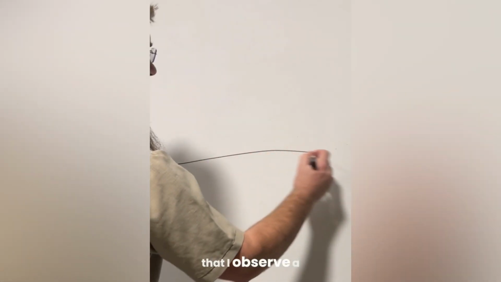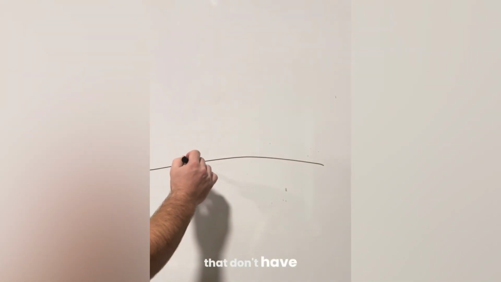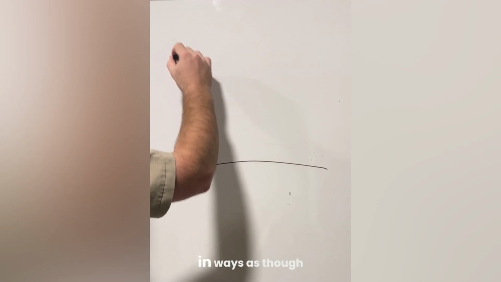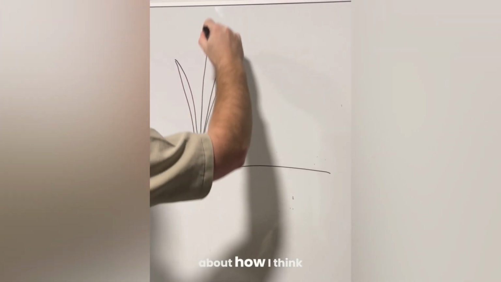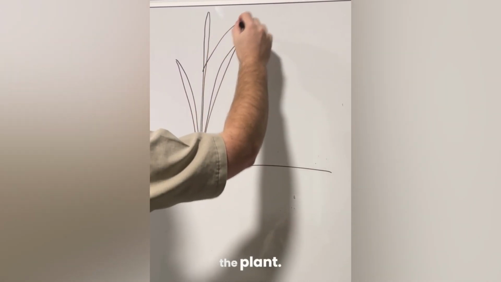One of the things that I observe a lot of is plants that don't have enough boron or that behave in ways as though they didn't have enough boron. So I want to describe a little bit about how I think about boron functioning in the plant.